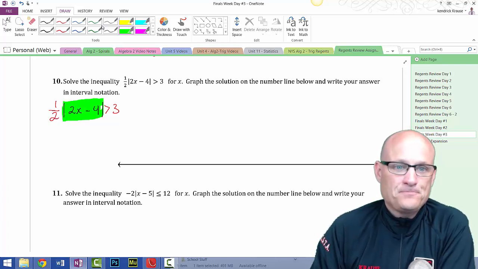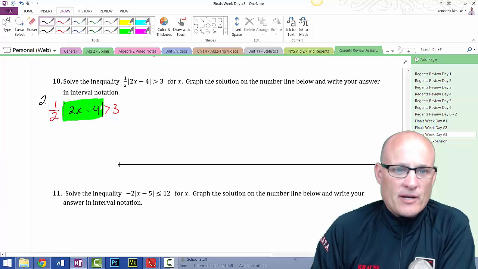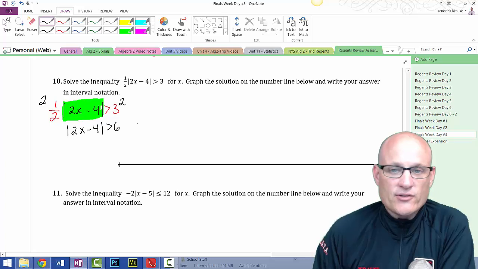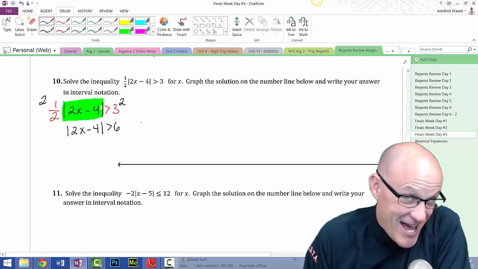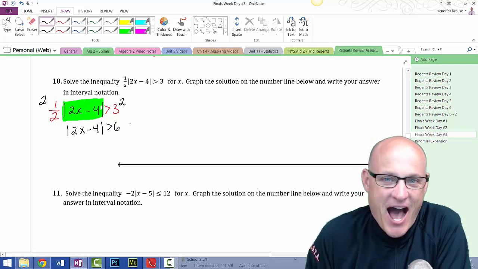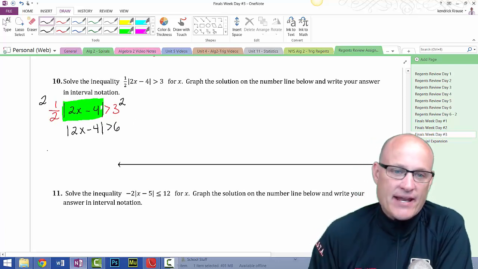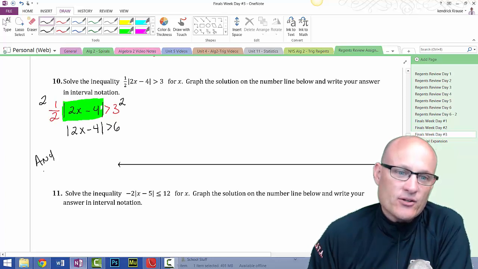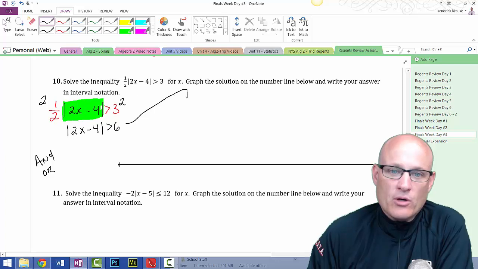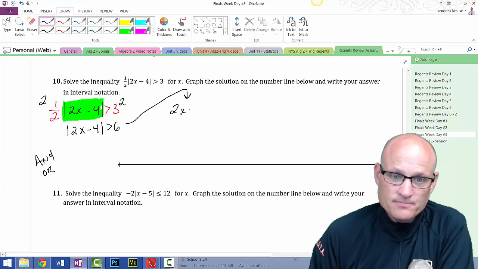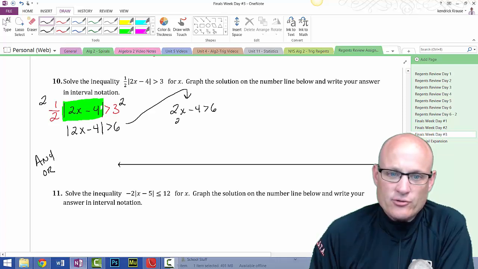Man, I feel like a Zamboni there. So I'm going to multiply both sides by 2 just to get rid of that fraction. So now what I have is the absolute value of 2x minus 4 is greater than 6. And now you got two problems to do. And at the end, you have to decide, is it going to be an and or an or? So, problem number 1 is right there. It's 2x minus 4 greater than 6. And you can solve that. 2x is greater than 10, or x is greater than 5.